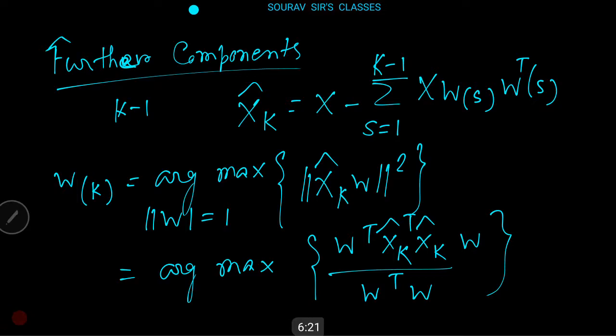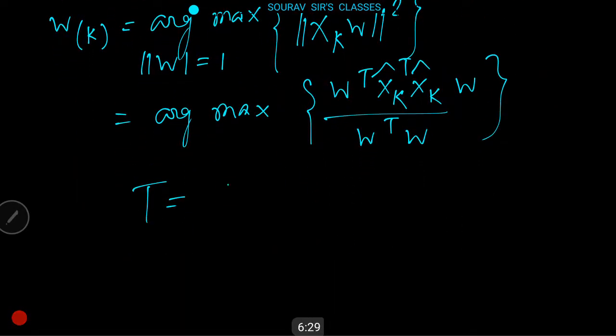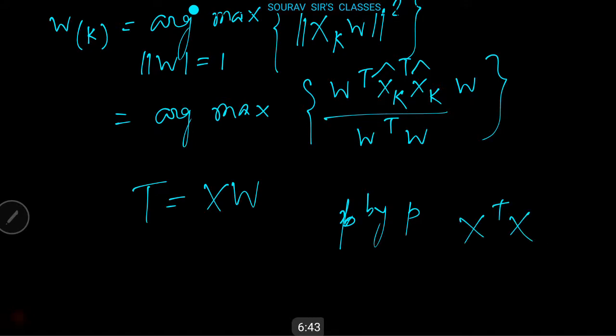The full principal components decomposition of X can therefore be given as T = XW, where W is a p by p matrix whose columns are the eigenvectors of X transpose X.